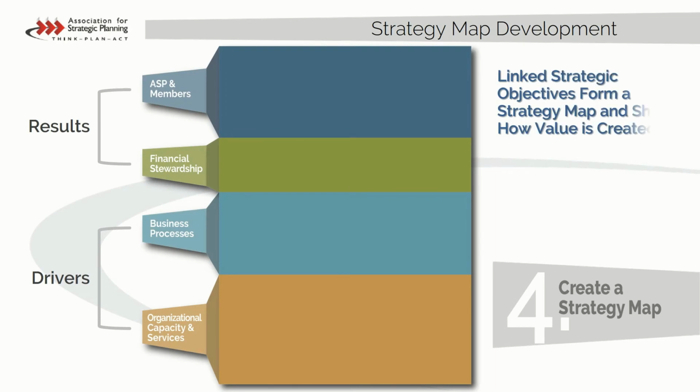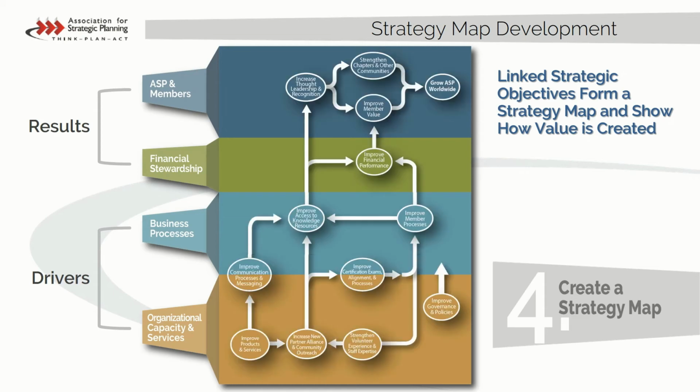To make strategy actionable, we identified four perspectives, or strategy dimensions. Two are results perspectives, a customer stakeholder perspective called ASP and members, and a financial perspective called financial stewardship. And two driving perspectives, the business processes perspective and the organizational capacity and services perspective.